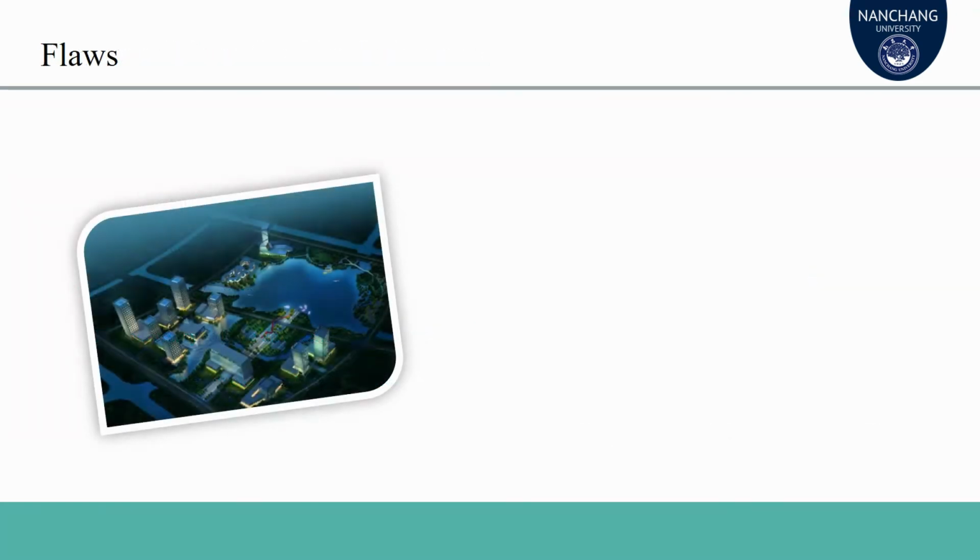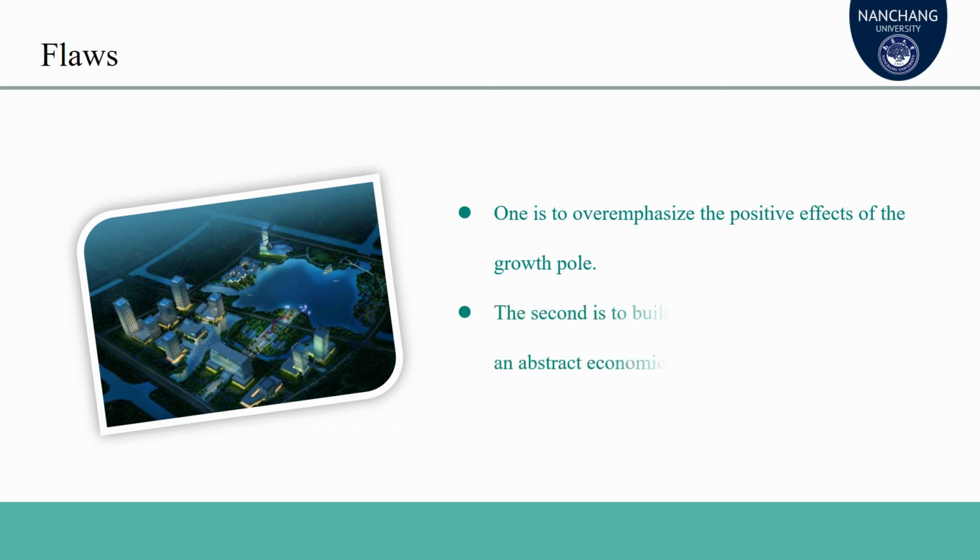In general, Perroux's growth pole theory still has two flaws. One is to overemphasize the positive effects of the development pole, neglecting its negative effect. The second is to build the development pole on the basis of an abstract economic space. Later on, the Swedish economist Carl Gunnar Myrdal, the American economist A. O. Hirschman, and French economist J. B. Boudeville made up for these two shortcomings.